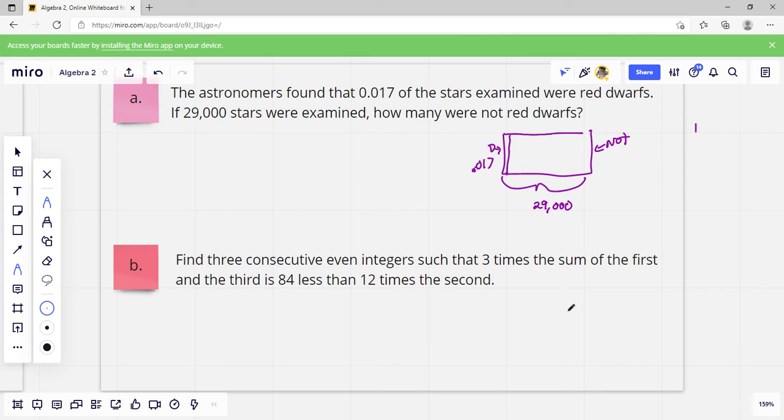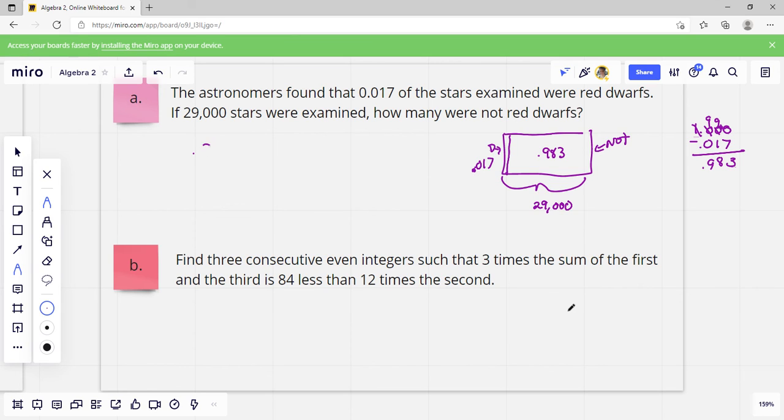Okay, so we've got to figure out what part our nots are. So if one whole, right, we're going to subtract 0.017. So that would be 9. 10 minus 7 is 3. That would be 8. 0.983 is our not.